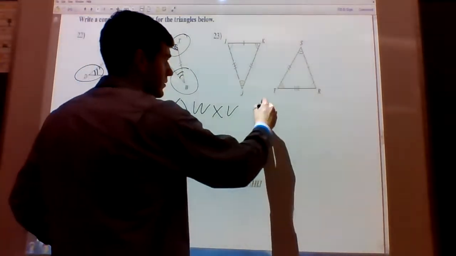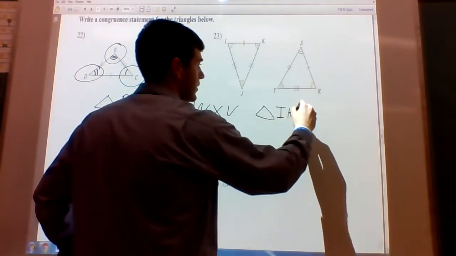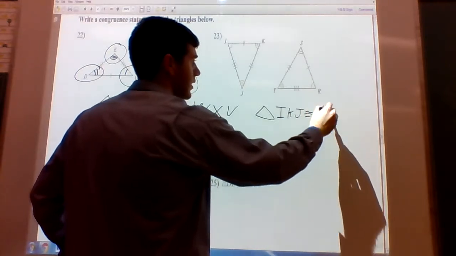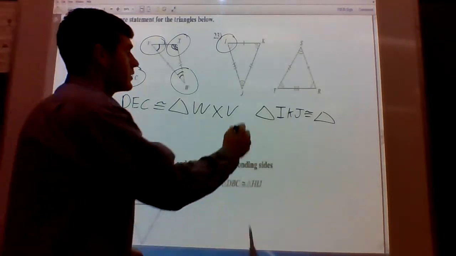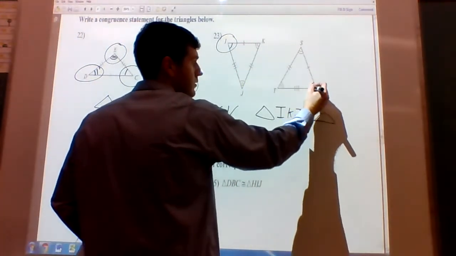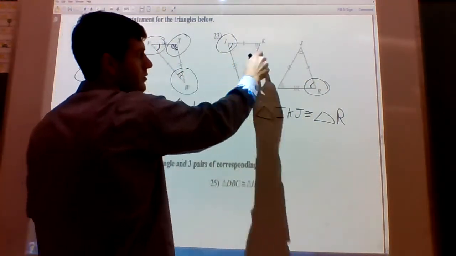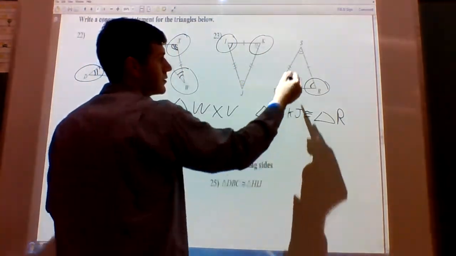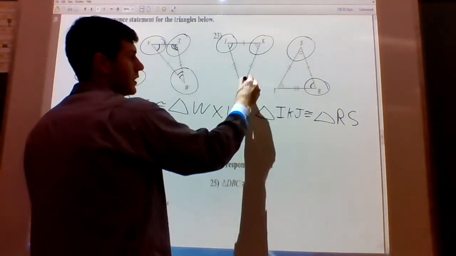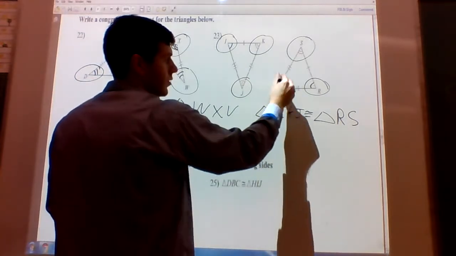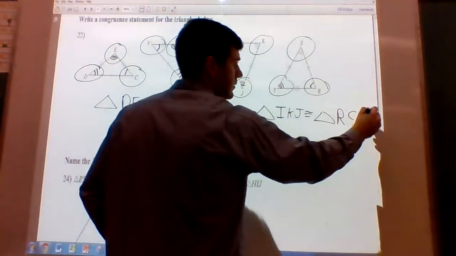Okay, the next one, I would just go in order. Triangle IKJ is congruent to triangle. So we're looking for what angle is congruent with angle I. It's got one angle mark, so it's going to be R. We went from I to K, so 2 marks. So we're going to go to S. And then we went down to J, so we're going to go to the one with the 3 marks on it, which is T.